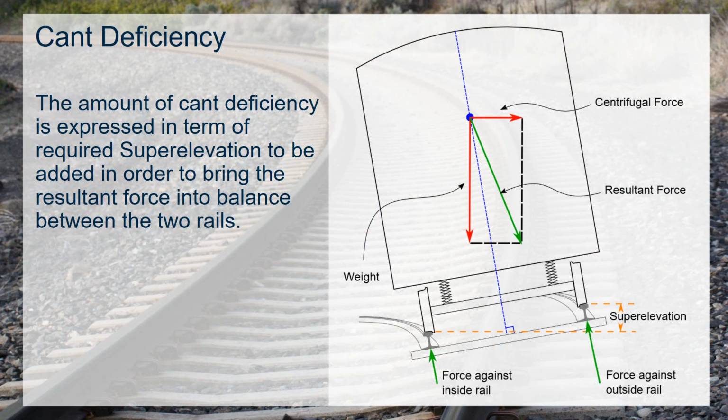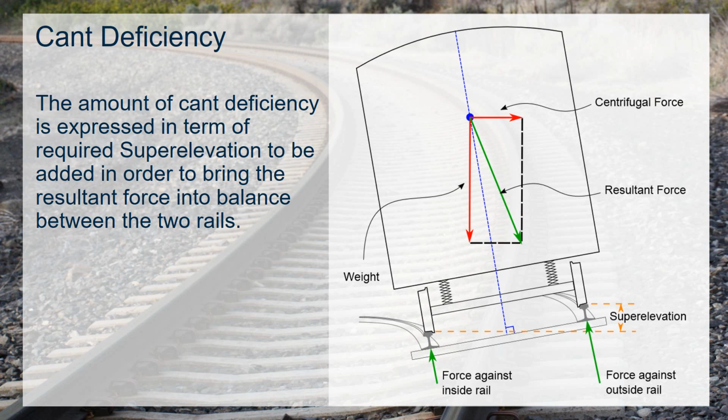When we look at cant deficiency, the amount of cant deficiency is expressed in terms of required superelevation to be added in order to bring the resultant force into balance between the two rails. Cant deficiency can be introduced for several reasons. One example could be that trains will traverse the curve periodically at significantly below design speed.